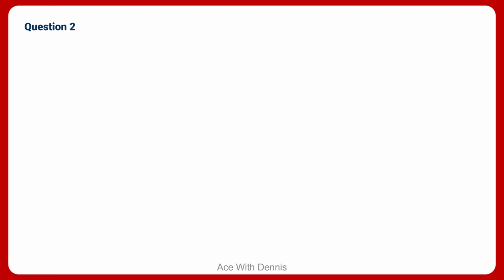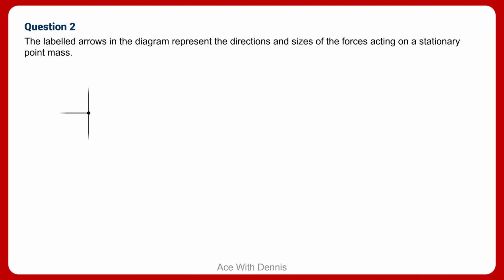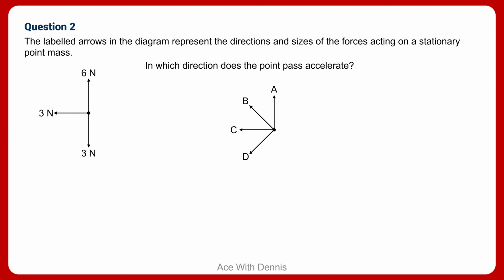Question 2. The labeled arrows in the diagram represent the directions and sizes of the forces acting on a stationary point mass. In which direction does the point mass accelerate? So here is the diagram: A, B, C, D.